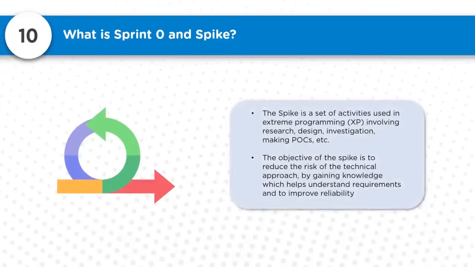Speaking about spike, a spike is a set of activities used in extreme programming. I think this was introduced there, in extreme programming, which is one of the agile methodologies. It involves research, design, investigation, making proofs of concept, etc. The objective of a spike is to reduce the risk of a technical approach by gaining knowledge, which helps in understanding requirements and improving reliability. The more aware we are and the more clarity we have, the easier taking the next step becomes. So you can take informed decisions.